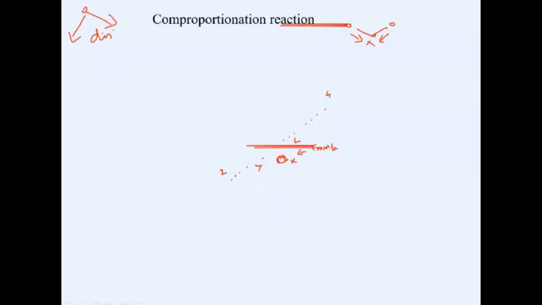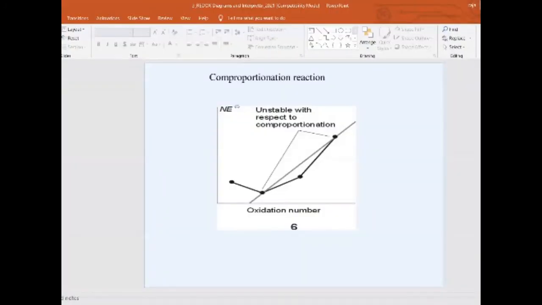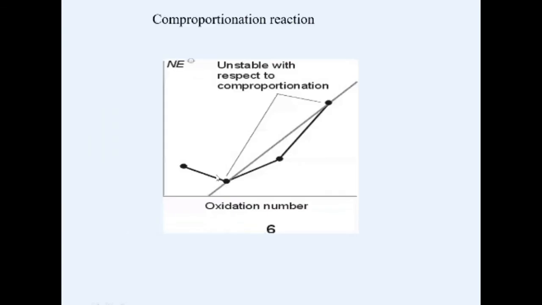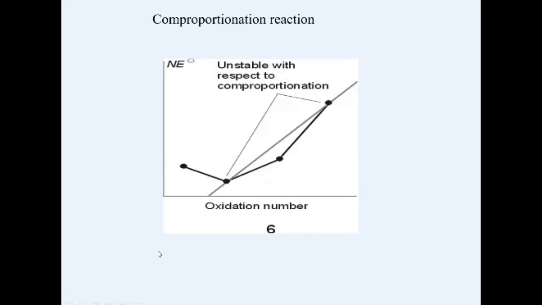If there's any confusion, I will just show you. In comproportionation, the two species form one species. The species 2 and the species 4 are there. Both are giving the species 3. This is comproportionation. Is it okay? Now we go to the diagram and see which things form comproportionation.